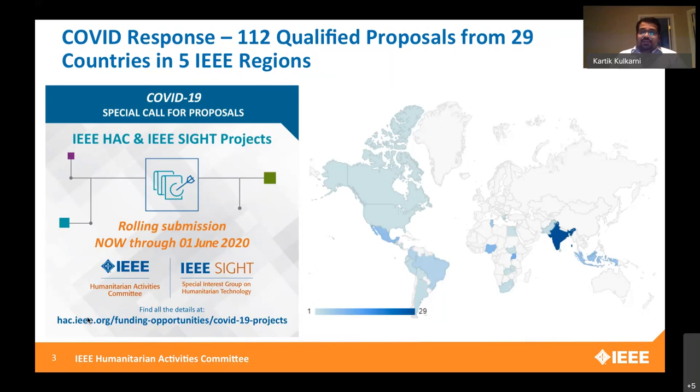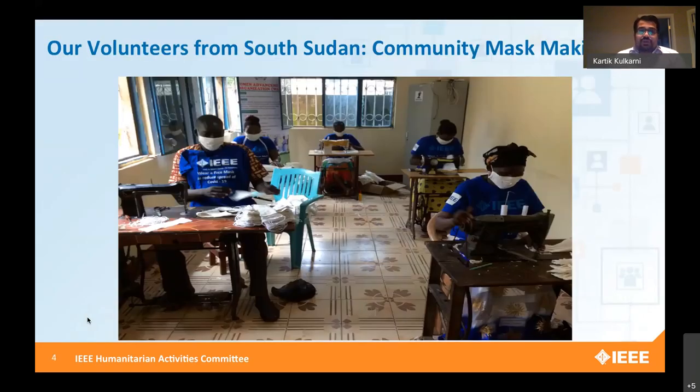So here is an example of one of our projects from South Sudan. This is called the Community Mask Making Project. Really, our volunteers are working with the community to locally manufacture personal protection equipment. And this is for the internally displaced people. You know, India's problems such as migrant workers are kind of similar in other parts of the world. And locally manufactured personal protection equipment really helps the communities.